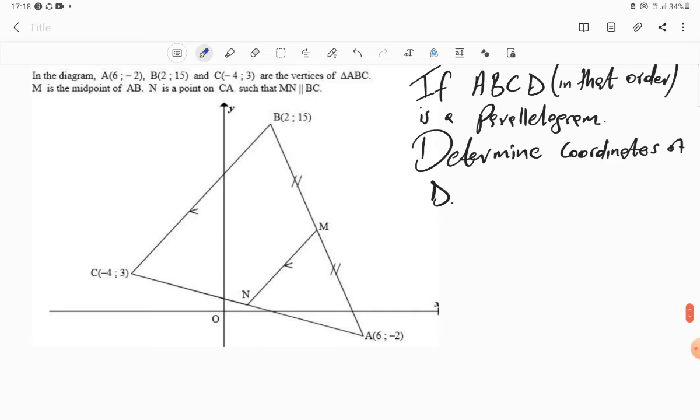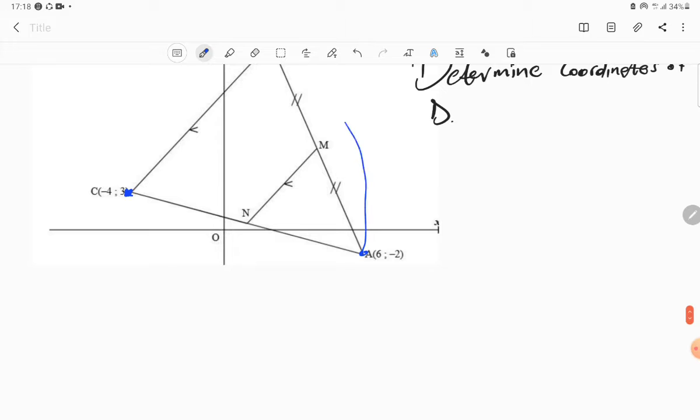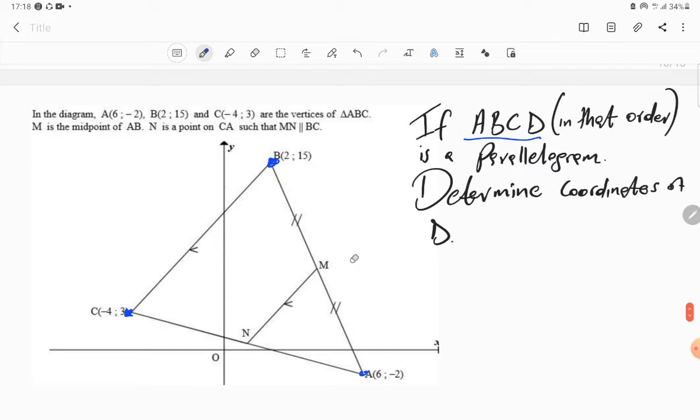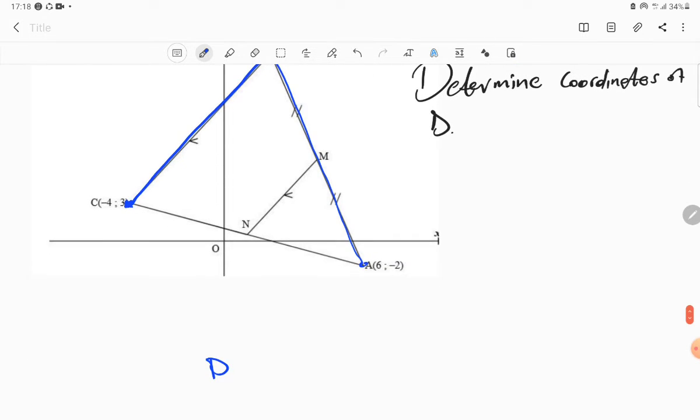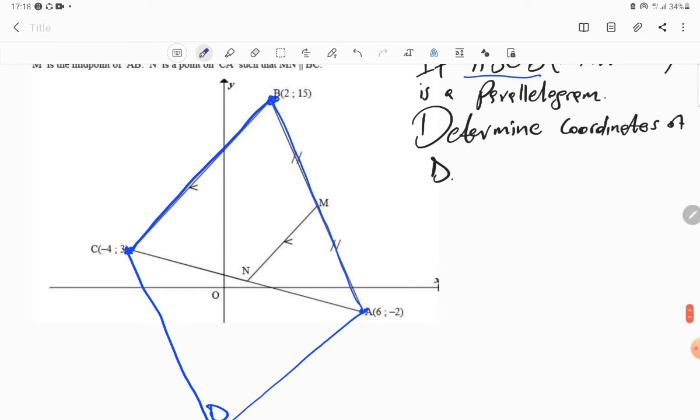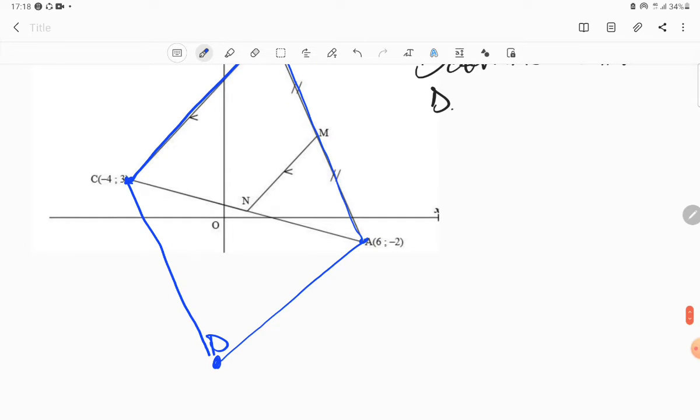So let's move to the next question. Now let's have this one. In this scenario, A, B, C, D in that order, moving this way, D can be somewhere here, and we don't know exactly, but it is somewhere here if we follow this order. So ABCD is a parallelogram. We need to join these points to show this is a parallelogram, so let's say this is DM, so that we have a quadrilateral.